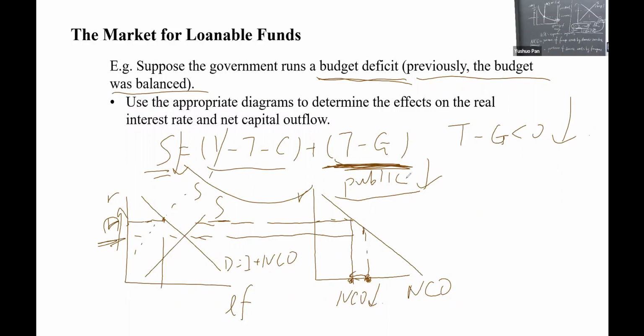So the result for this example question is decreasing. That's the two charts you need to draw. The first chart is the loanable funds market. What happens to the S or what happens to the D? And what's the result for the real interest rate? If you know what happens to the real interest rate, in the second diagram, you will know whether the NCO goes up or goes down.